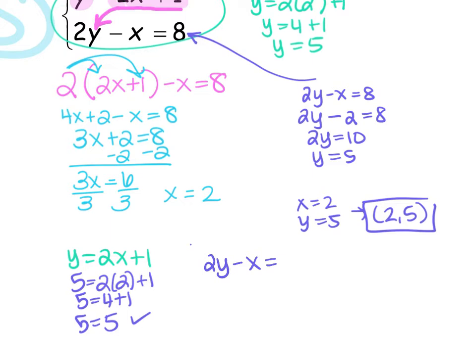2y minus x is equal to 8. That's the second equation. Plugging in y is 5, minus x is 2, is equal to 8. 10 minus 2, is that equal to 8? In fact, it is. Okay, so we have just confirmed, assuming you do that check correctly, that our answer of x equals 2, y equals 5 is the solution to this system.